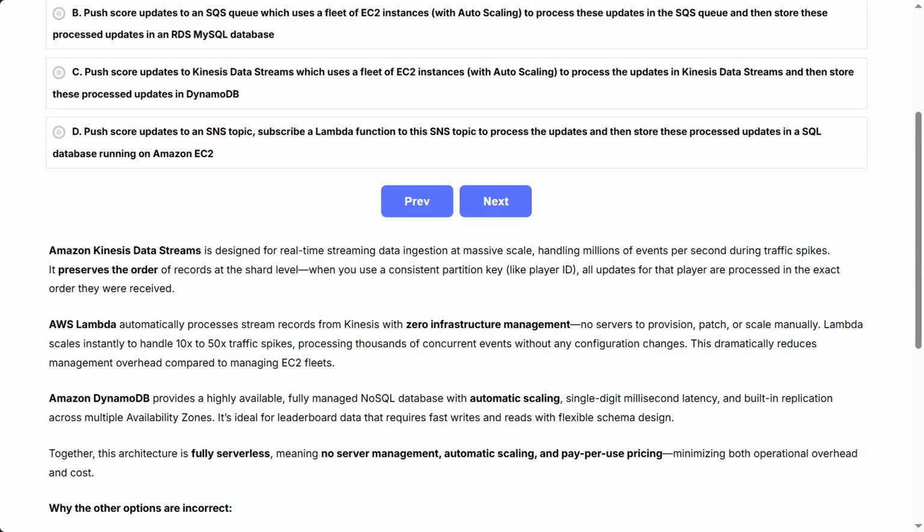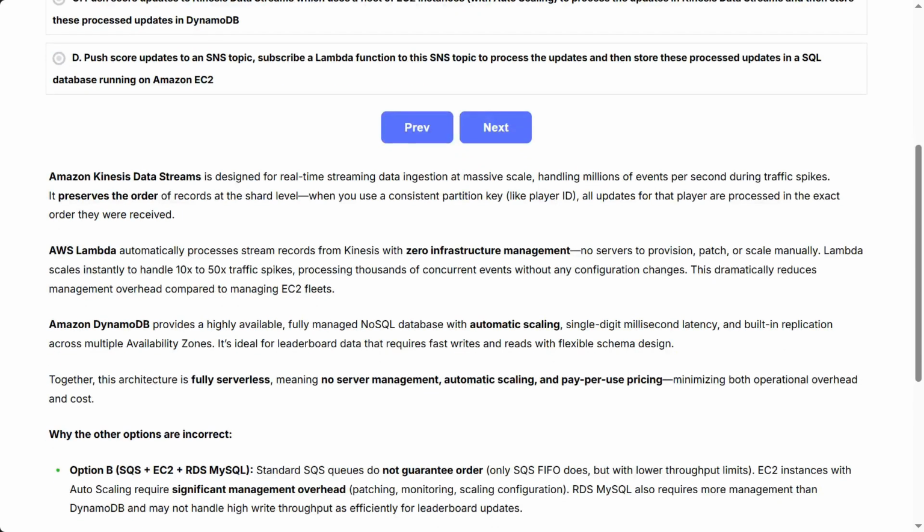Amazon DynamoDB provides a highly available, fully managed NoSQL database with automatic scaling, single-digit millisecond latency, and built-in replication across multiple availability zones. It's ideal for leaderboard data that requires fast writes and reads with flexible schema design. Together, this architecture is fully serverless, meaning no server management, automatic scaling, and pay-per-use pricing, minimizing both operational overhead and cost. Why the other options are incorrect.